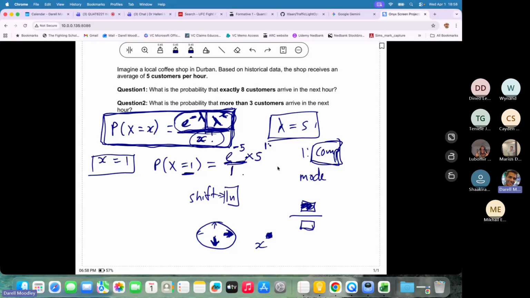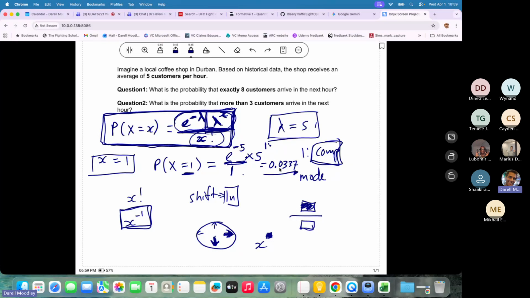And how do we get the factorial? Okay, remember in your calculator, you've got this button x to the minus 1, and above it, you've got the x factorial. So we're just going to press shift, press this button here, and you'll see you have your 1 factorial. And you can press equals. And that'll give you a value of 0.0337.